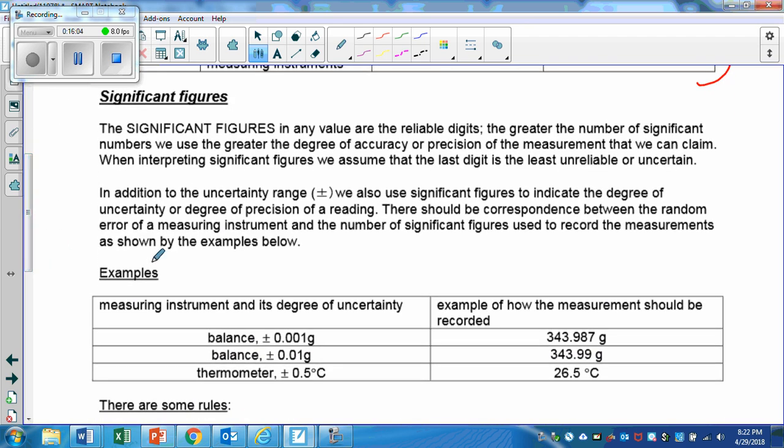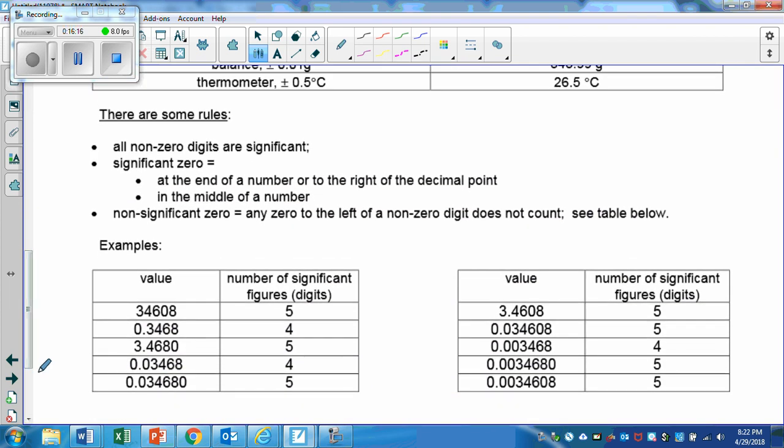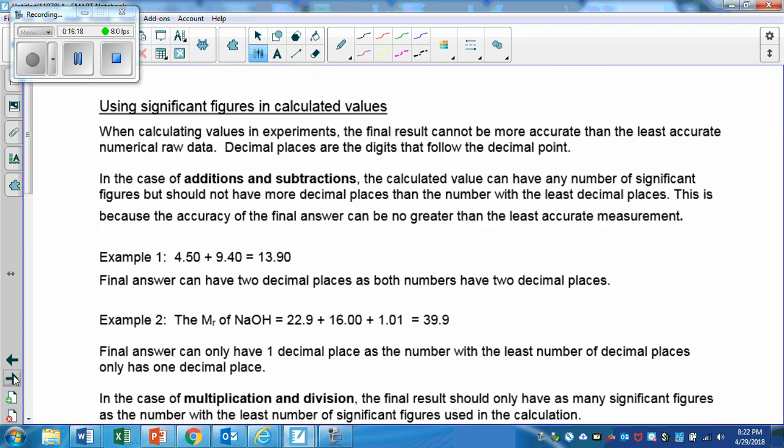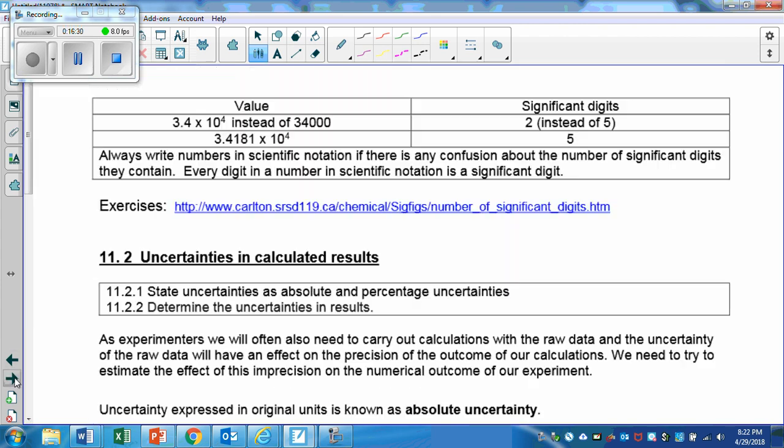Well, the next topic is significant figures. We have learned significant figures. We know all digits except 0 are significant. How do we add or subtract significant digits? When you add or subtract, we go by the decimal places, the least number of decimal places. When you multiply or divide, we go by the least number of significant digits.